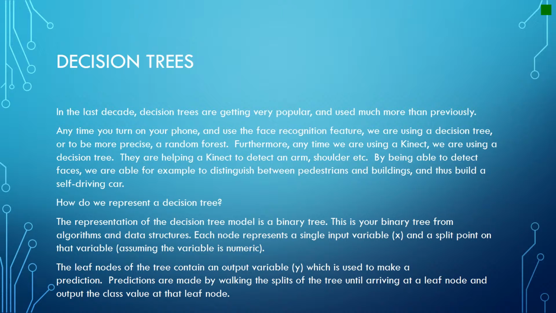So how do we represent a decision tree? The representation of the decision tree model is a binary tree. This is your binary tree from algorithms and data structures. Each node represents a single input variable, or x, and a split point on that variable, assuming that the variable is numeric. The leaf nodes of the tree contain an output variable of y, which is used to make a prediction. Predictions are made by walking the splits of the tree until arriving at a leaf node and outputting the class value at that leaf node.